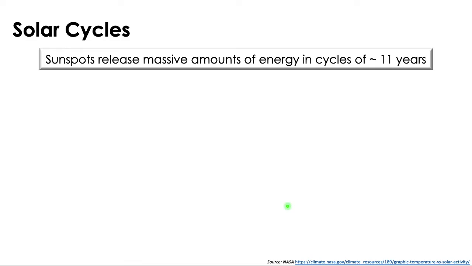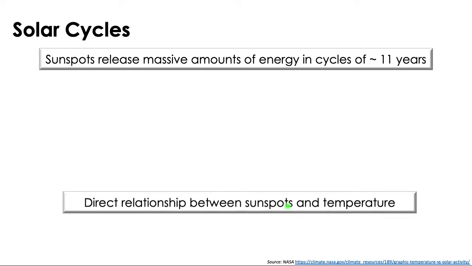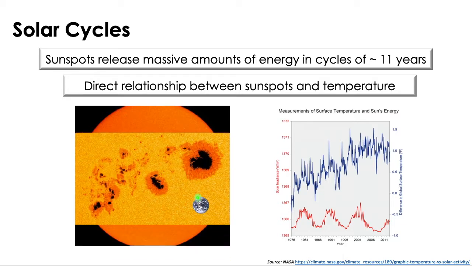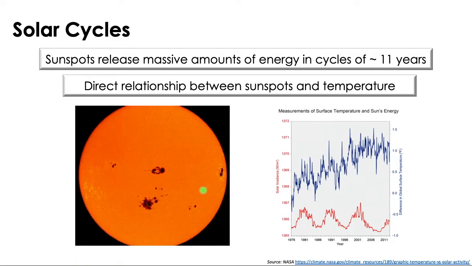And when that magnetic activity gets really intense, it releases a ton of energy, and it creates solar flares and coronal mass ejections. So there is a direct relationship between sunspots and temperature. You can see this picture of the sun. All these darker spots are sunspots. If we were to zoom in, you can compare the size of the sunspot to the actual size of the Earth. You can see that a bunch of sunspots are much bigger than the size of Earth in total. So these sunspots release a ton of energy. And if you look at this graph, this red line represents the number of sunspots, and it's very cyclic.